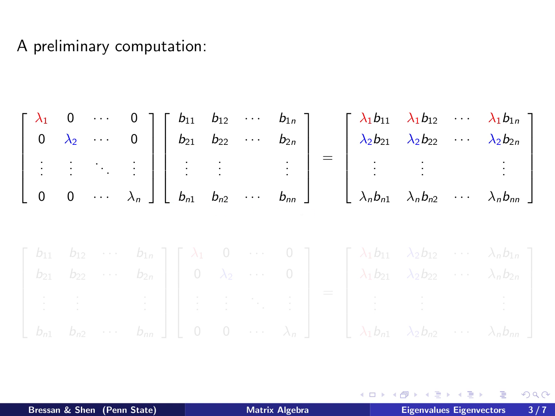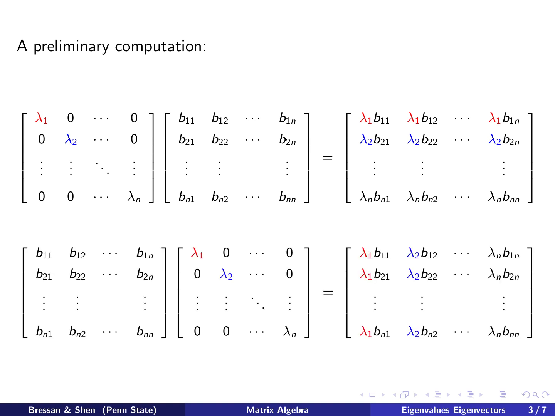Let's call this B. And then a similar thing happens to the second row, which will be just taking the second row here and multiplying everybody by lambda 2. And so on and so forth, all the way to the last row, which will be this vector here multiplied by lambda n. Okay? You can verify by the definition of the matrix product.